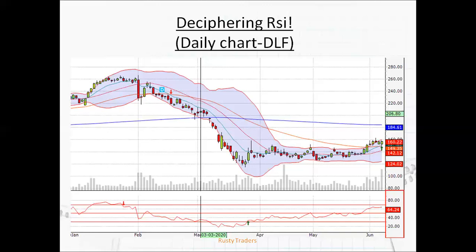But coming back to the concept here, we initiated a short here, and if you see how fabulously DLF came down. I would have closed my trades here once it touched 30, which means I would have captured a move from around 260 to around 190, 185, 186. Not a bad move, right? So in a month's time, DLF dropped by around 25%. So this is the power of the RSI.